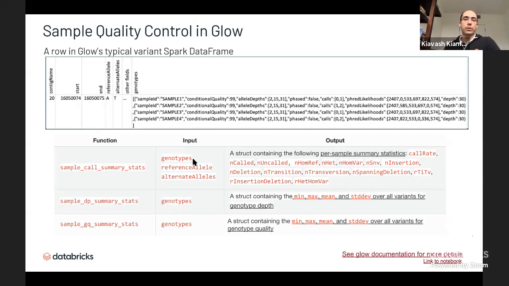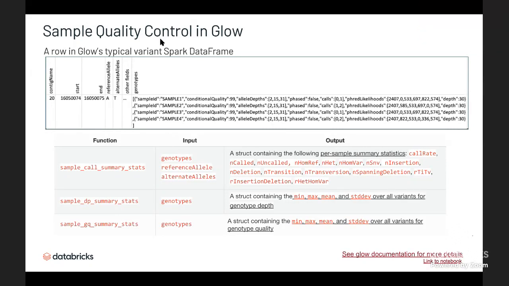But here I have just summarized the inputs to this. You can see that this one takes 3 columns of your data frame, which would be genotypes, reference allele, and alternate alleles as the input, and then produces an output. Output is going to be another column, which is a struct column that includes all of these statistics.